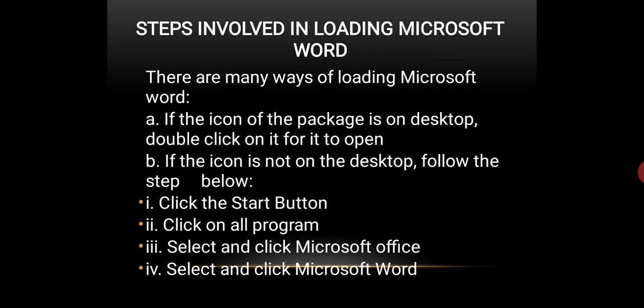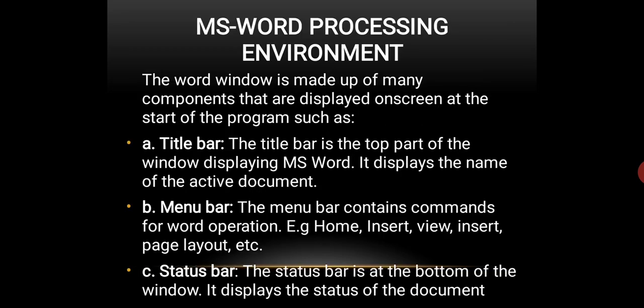So in that Office, we have different packages. We have Microsoft Word, which is the word processor. We have Excel, which is our spreadsheet. We have PowerPoint, which is our presentation software. We have Access, our database. We have Publisher, and so many others. The same way you load your MS Word is the same way you are going to load your Excel. The difference is that when you click on Microsoft Office, you now select the required application.